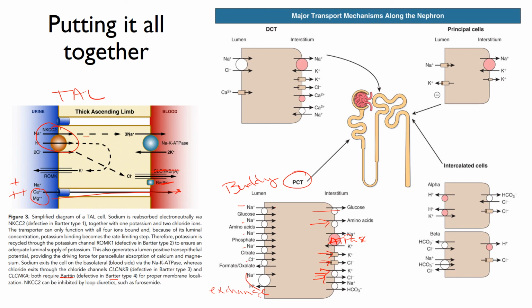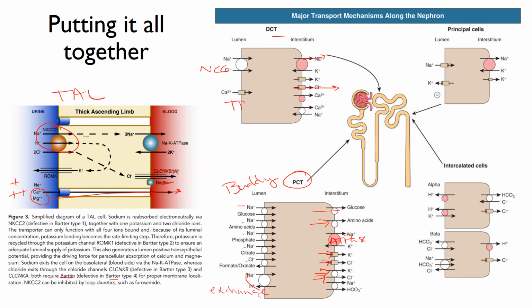The thick ascending limb we already talked about. The distal convoluted tubule comes up next. Here is the sodium chloride channel, so the NCC channel. So sodium chloride enter, and then the sodium gets pumped out using sodium potassium ATPase. Chloride gets pumped out using a chloride channel. Here is that TRP channel.